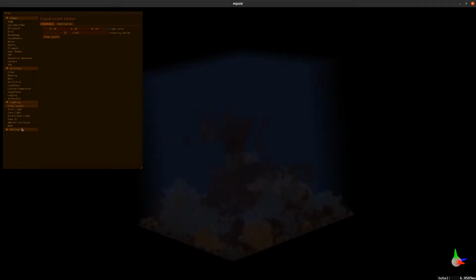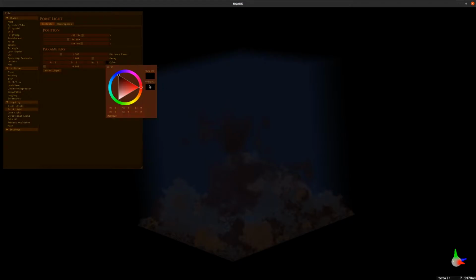Okay, and so then there's point lights, cone lights, directional lights, fake global illumination, and the ambient occlusion, which is subtractive. But so, for example, a point light, if we put that right in the center, not exactly right in the center, but do it like that, and tell it, okay, I want an orange light of some brightness, do it like here for now.